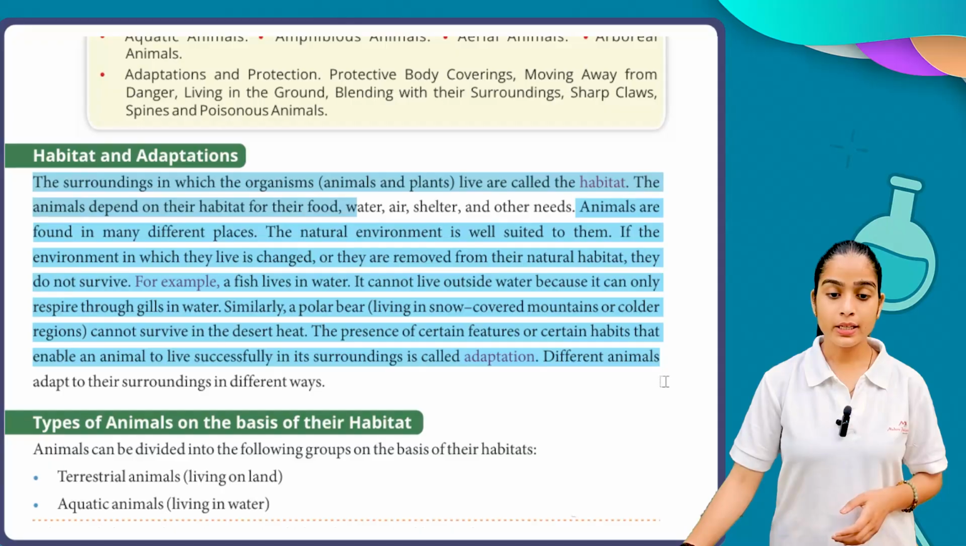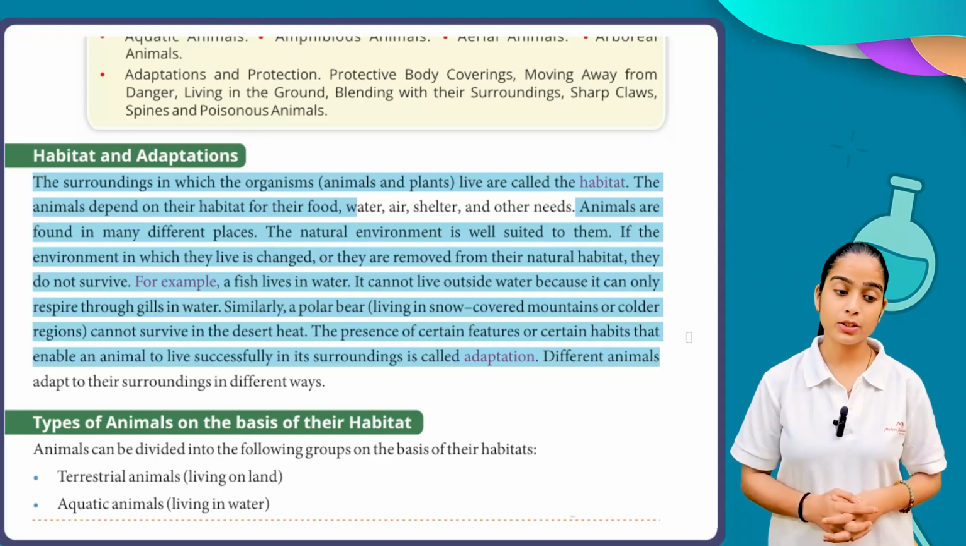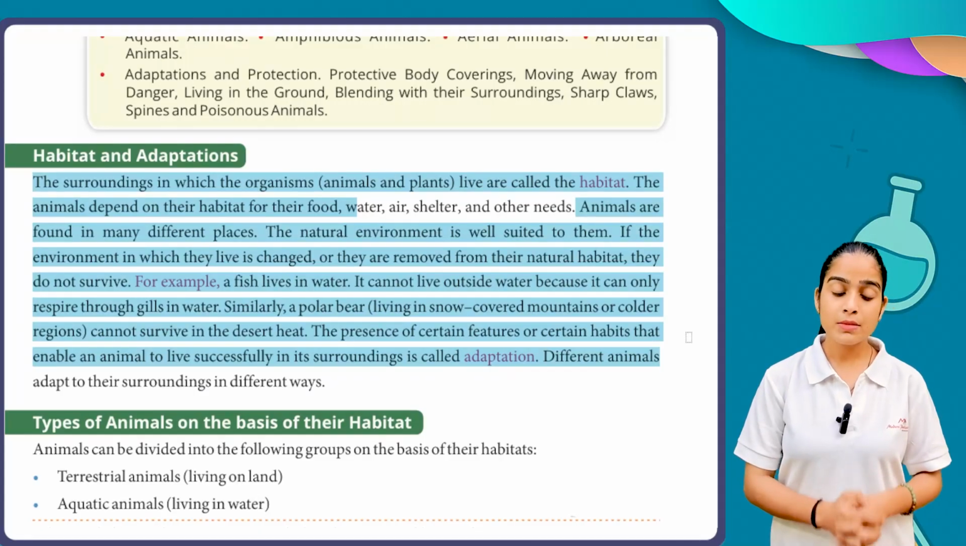Animals, as we read here, are found in many different places. The natural environment is well suited to them. If the environment in which they live is changed or they are removed from their natural habitat, they do not survive. For example, a fish lives in water. It cannot live outside water because it can only respire through gills in water. Similarly, a polar bear living in snow-covered mountains or colder regions cannot survive in the desert heat.